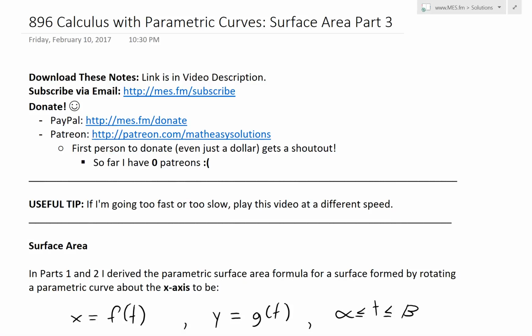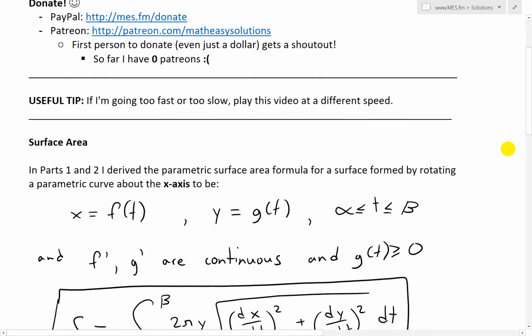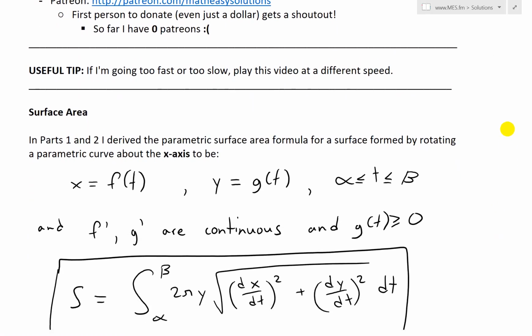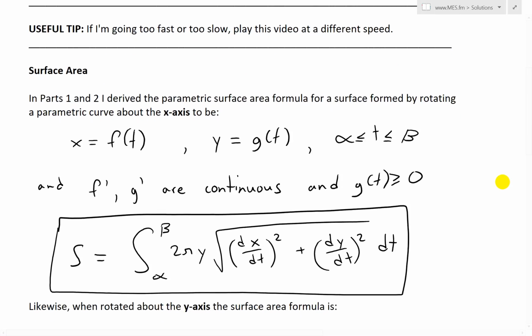To discuss further into calculus with parametric curves, we'll now go over surface area and look at part 3 of the proof series that I've been going over. Recall in parts 1 and 2, I'll put the links in the description below, that I derived the parametric surface area formula for a surface formed by rotating a parametric curve about the x-axis.